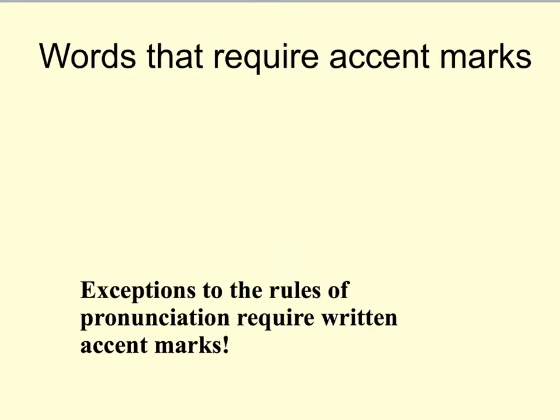Words that require accent marks must then be exceptions to those two rules, because most words don't have written accent marks on them. So most words have a built-in rule about how to pronounce them. If I'm looking at words that are exceptions to rules, the accent mark helps me recognize that.